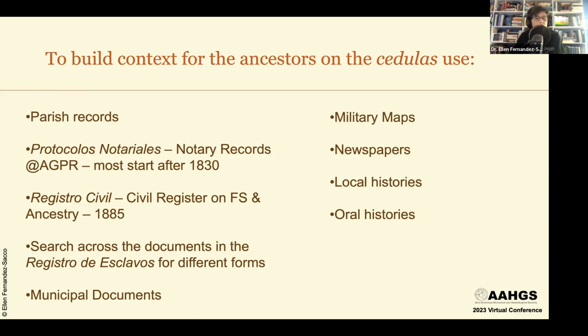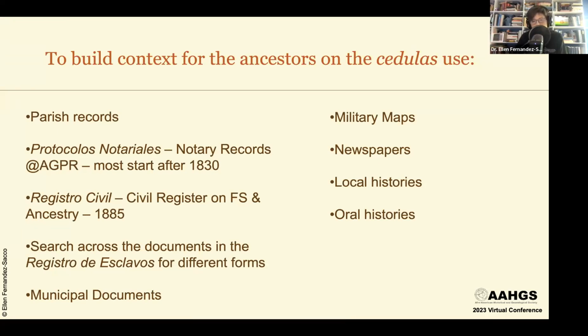You want to search across the documents in the Registro de Esclavos to see if there are different forms that they may appear in. You want to look in municipal documents. You want to look at military maps, like the ones from the Archivo Digital Nacional de Puerto Rico. Look at newspapers. The Library of Congress has probably the best collection right now for looking at Puerto Rican newspapers. There's, I think, 9 of them. They have a long run of the Gaceta de Puerto Rico on there.